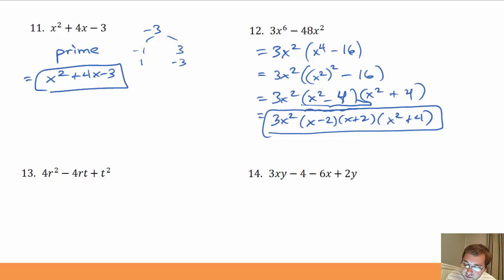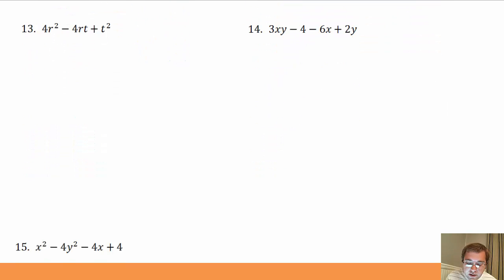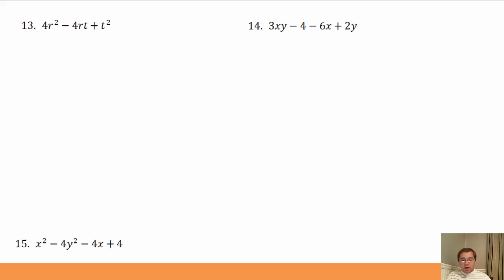Number 13. We're almost there. 4r squared minus 4rt plus t squared. Okay, look for a greatest common factor. The first two terms have a 4, but the last term doesn't. So the greatest common factor is just a 1. So I can't do anything with that.